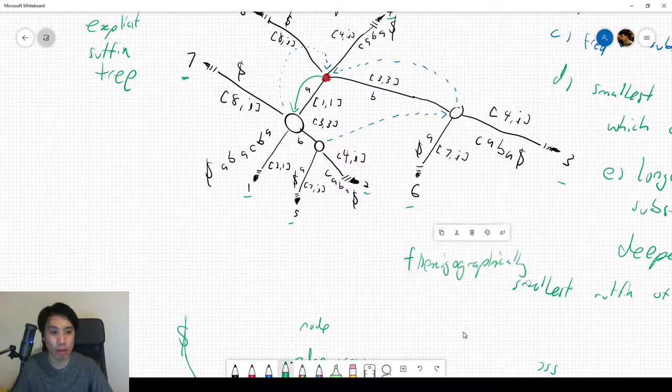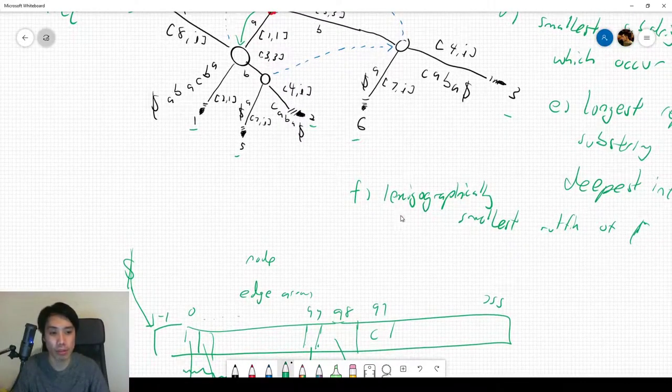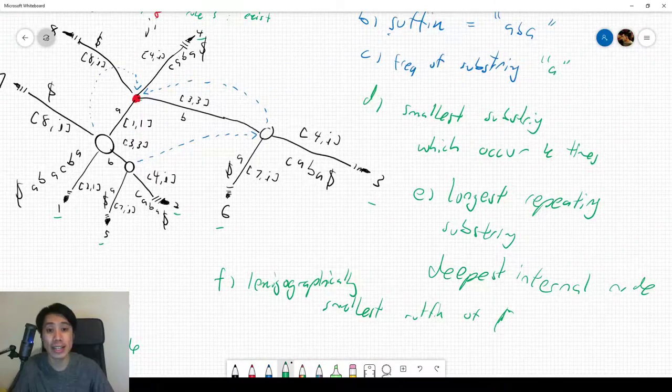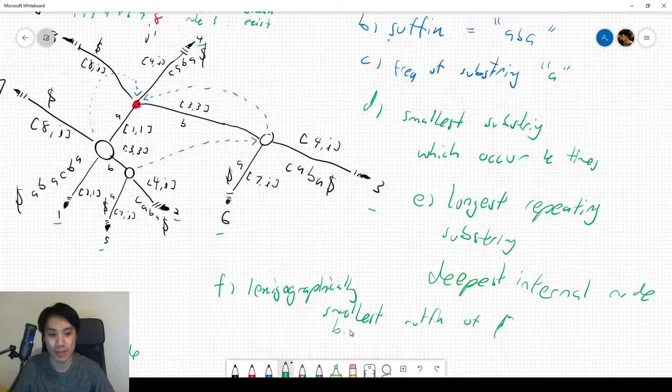I mean my lexicographically smallest substring is going to be A. Right, always strive left until you reach a leaf. Okay, what happens if I change my question now? I want lexicographically the biggest, right? If it's the biggest, always prioritize the right.